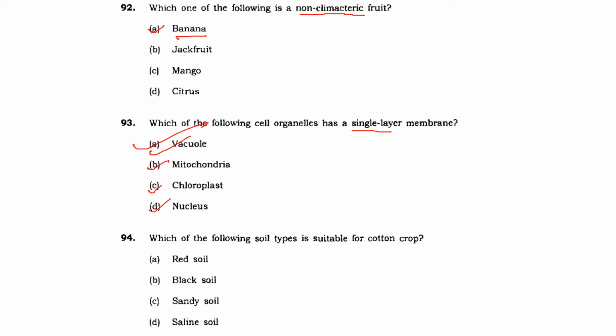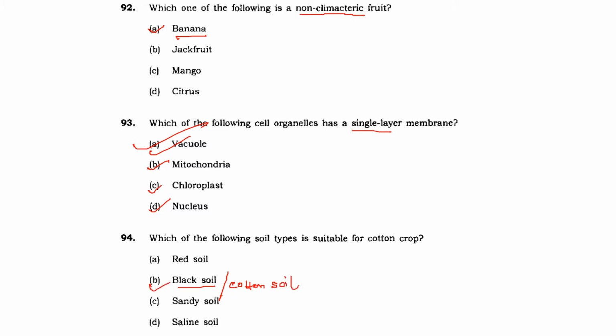Which one of the following soil types is suitable for cotton crop? Options: red soil, black soil, sandy soil, and saline soil. Now, black soil is also known as the cotton soil. So, our answer will be B.